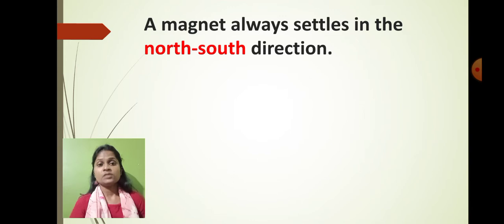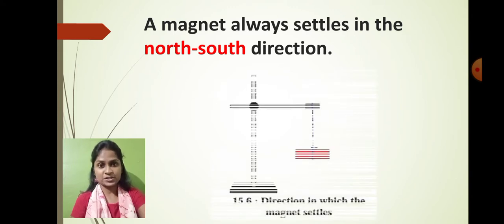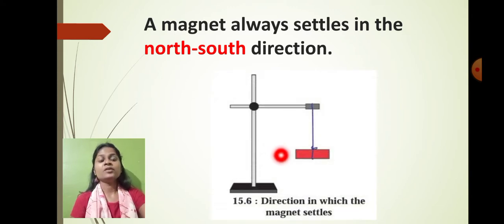So students, we also spoke about the properties of the magnet in the last lecture. So in the last lecture we discussed a few properties of the magnet. So let's learn one of them once again. As you can see, one property of the magnet is that when we put the magnet in a steady place, a magnet always settles in the north and south direction. So when we tie a magnet to a stand, it will always get steady in the north and south direction.